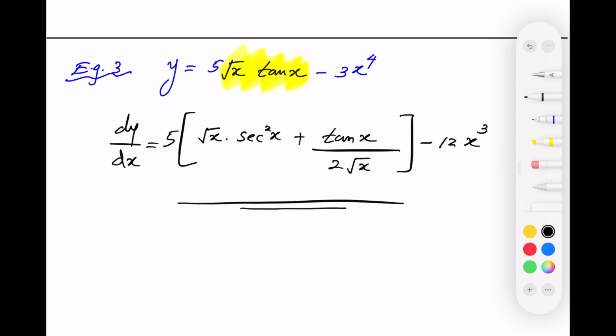All right, so that's the product rule of differentiation, and we have discussed a couple of examples as well. Thank you so much.